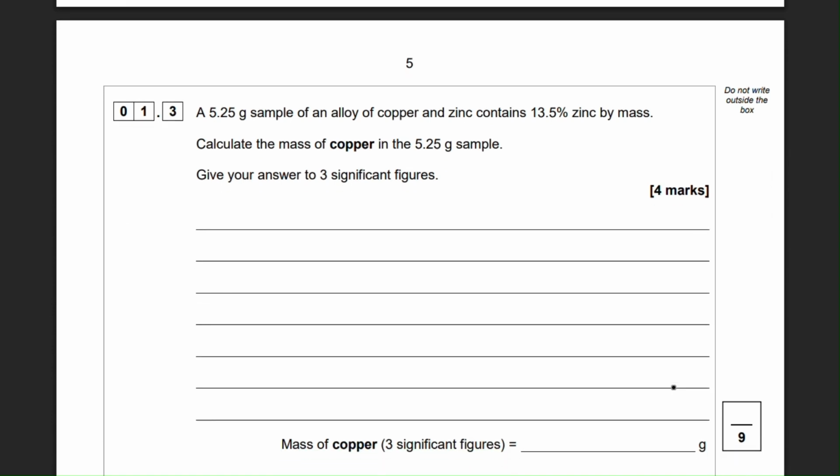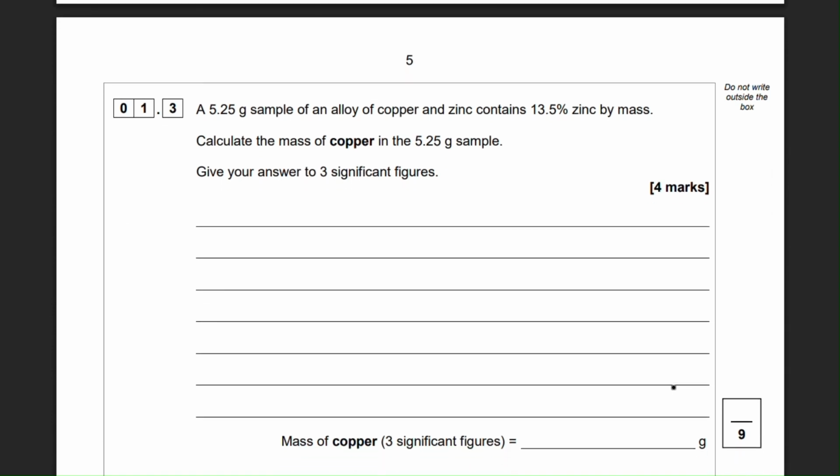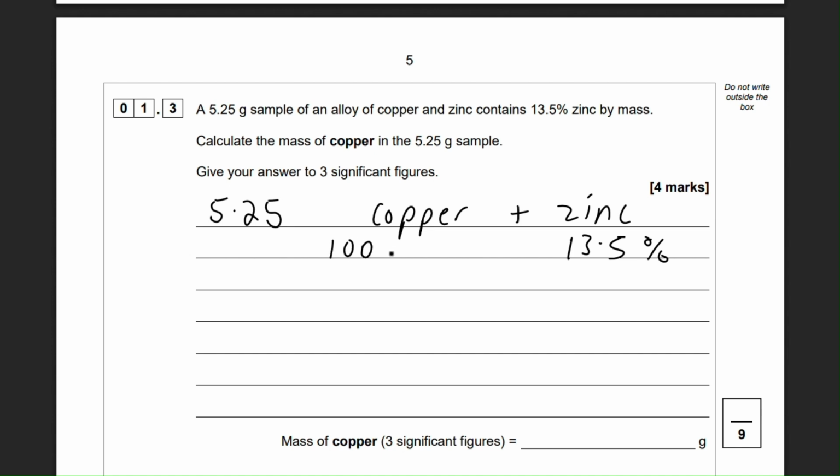So this is really a maths question. You're looking at a 5.25 gram sample of an alloy of copper. So we start off with 5.25 grams, and that is a mixture of copper and zinc. But it tells you that the zinc is 13.5%. So you have to work out what the copper is. So that must be 100 minus 13.5%.